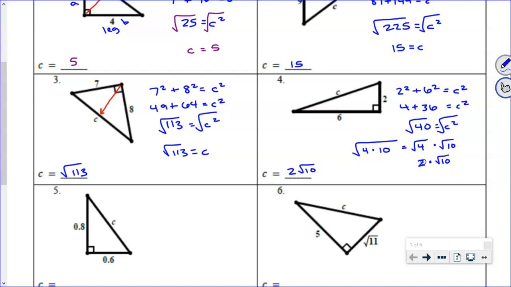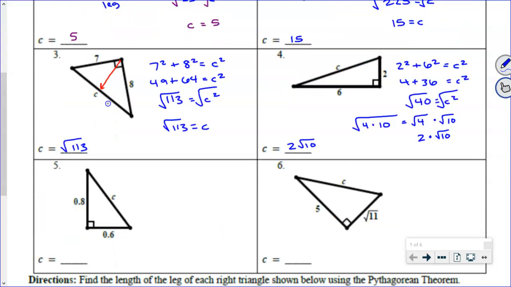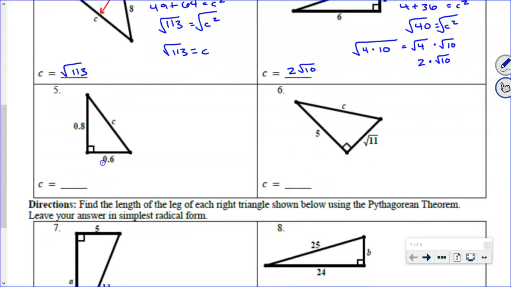Any other questions? All right, our process doesn't change when all of a sudden we have decimals. Just like it didn't change when we had radicals, it doesn't change when we have decimals. And we have a really fun one here. So we're going to do number 5 together, and then I'm going to let you guys get a head start on number 6. I have a leg and a hypotenuse, so I'm going to set this up as 0.8 squared plus 0.6 squared is equal to c squared. Use your calculators if you're struggling trying to figure out what these decimals are.